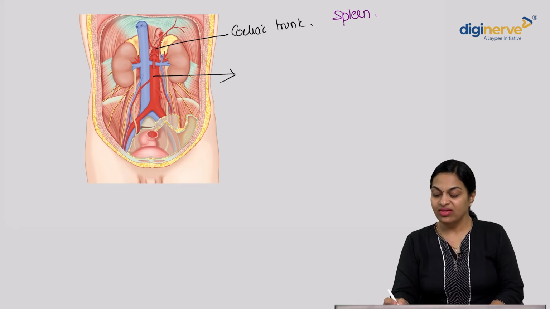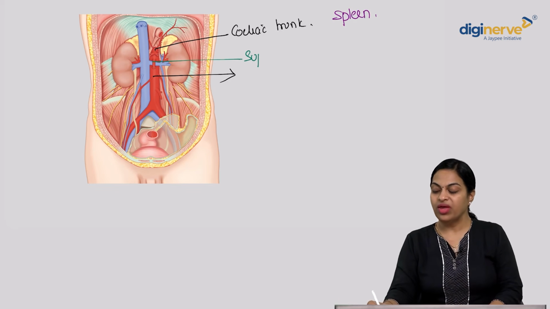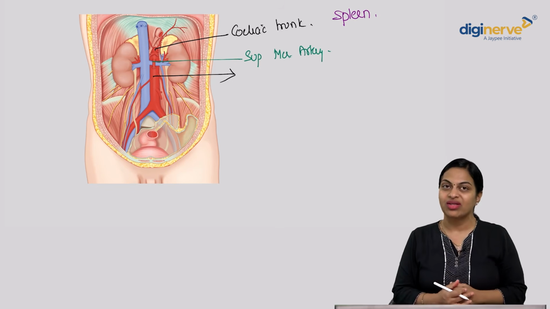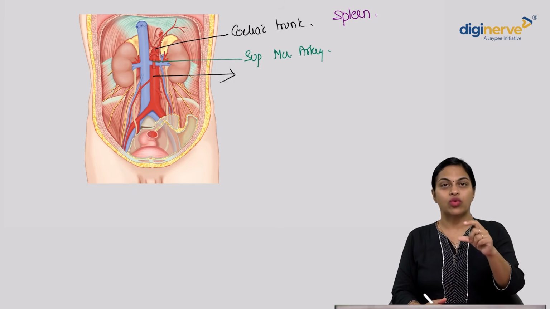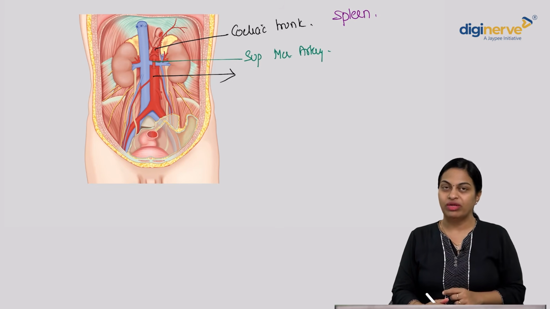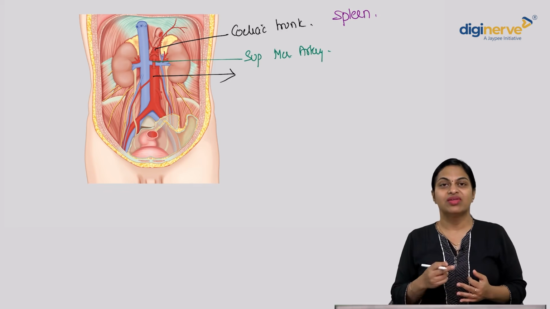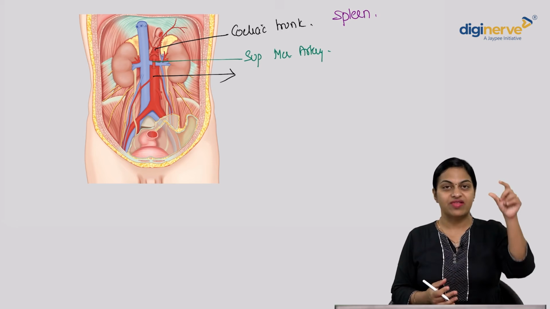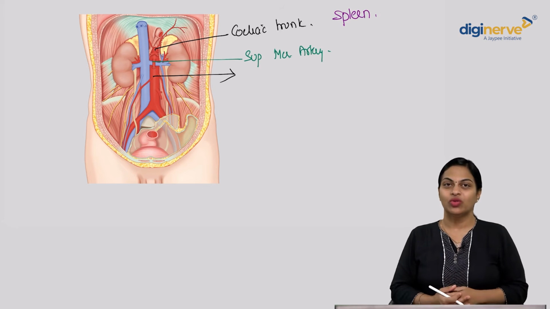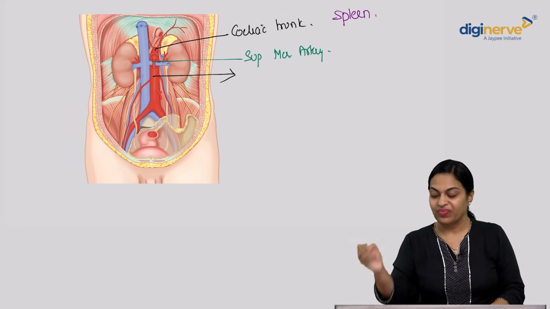Okay, and then this one here is the superior mesenteric artery. The superior mesenteric artery is going to supply the structures derived from the midgut, that is the rest of the duodenum below the opening of the major duodenal papilla, the jejunum, the ileum, and then the cecum, appendix, ascending colon, and up to the right two-thirds of the transverse colon.